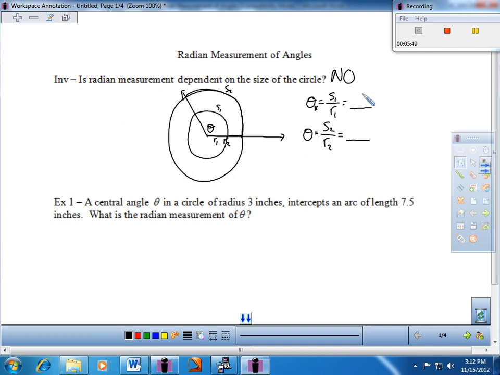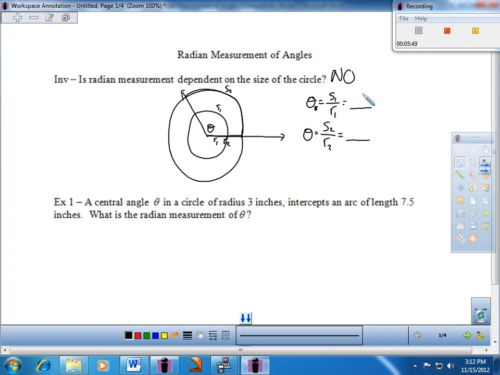Okay, well let's do example 1 now that we've got a feel for it and hopefully solidified some ideas from the previous notes worksheet. Example 1: a central angle theta in a circle of radius 3 inches intercepts an arc of length 7.5 inches. What is the radian measurement of theta?